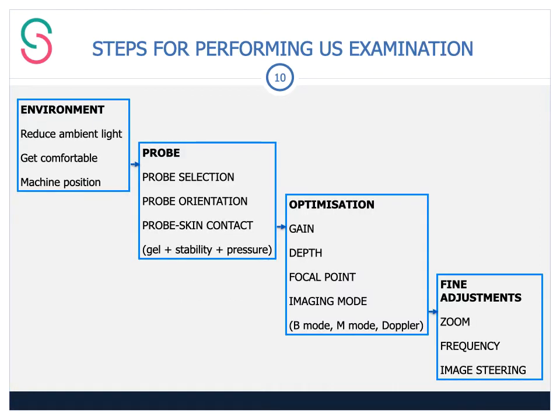So the general steps for performing an ultrasound examination, whether it's lung ultrasound or any ultrasound examination, can be split into 4 different aspects. So firstly, you need to make sure you and the patient are comfortable. The machine should be within reachable distance so you can adjust the settings while you're examining. And you need to also decrease the ambient light around the machine and the patient so that you can see the image clearly on the screen.